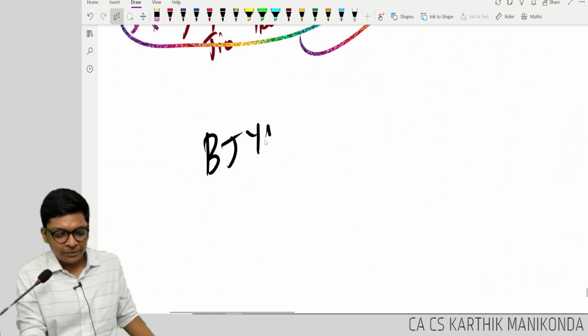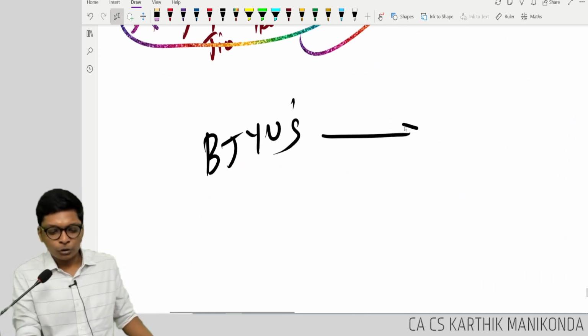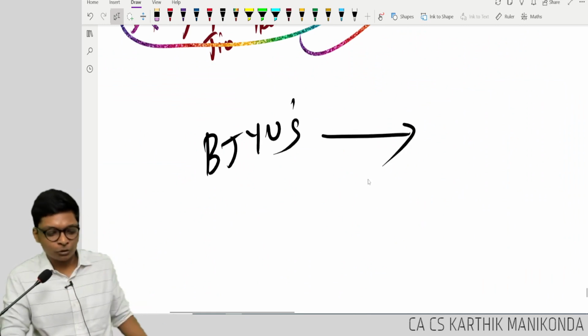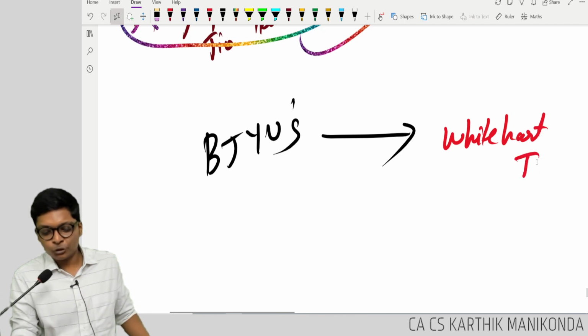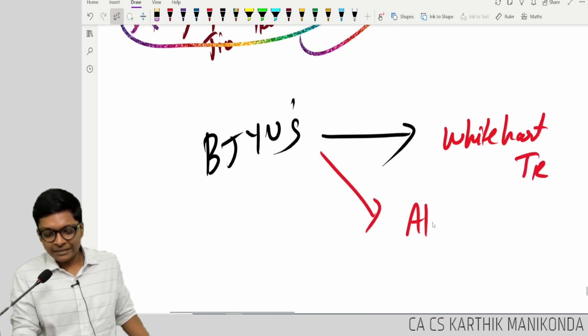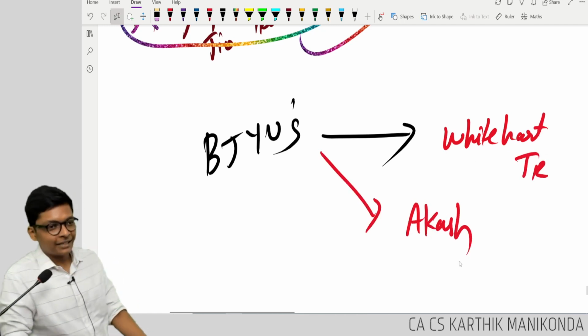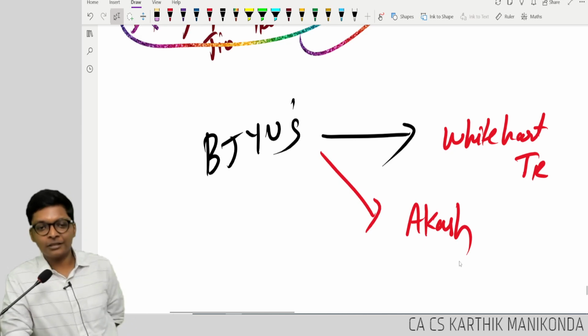Byju's, one more company going to close down soon. I like companies which close down. Okay. Byju's purchased some company called WhiteHat Junior, and they purchased another IIT training company, like CA training, IIT torture, Akash Institute.